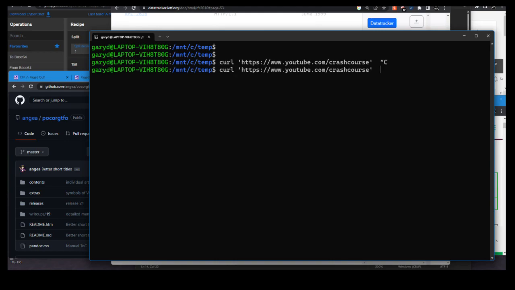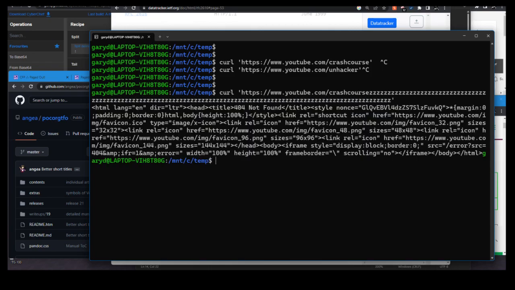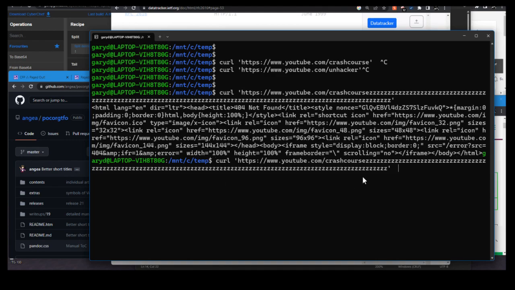These are different, right? Look, Crash Course is longer than Unhacker. I wonder how long the name of this file could be. Could it just be super long? By the way, they rejected that request. Let's see why. They certainly have no obligation to provide me with an answer as to why. Well, they said 404, which might as well be just that channel doesn't exist.